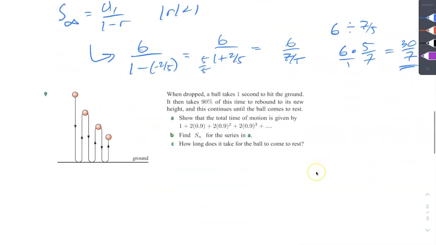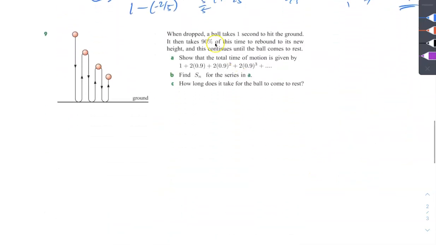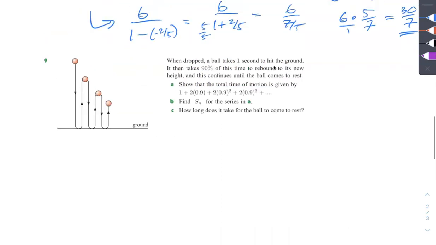Okay, next one. When dropped, a ball takes 1 second to hit the ground. It then takes 90% of its time to rebound to its newest height, and it continues until the ball is at rest. Show the total time of motion is given by this. 1 plus 2 plus 2. So it takes 1 second to go down. Then it takes 90% of that to go back up. So it'd be like 0.9 times 1, so 0.9, and then back down again, 0.9.